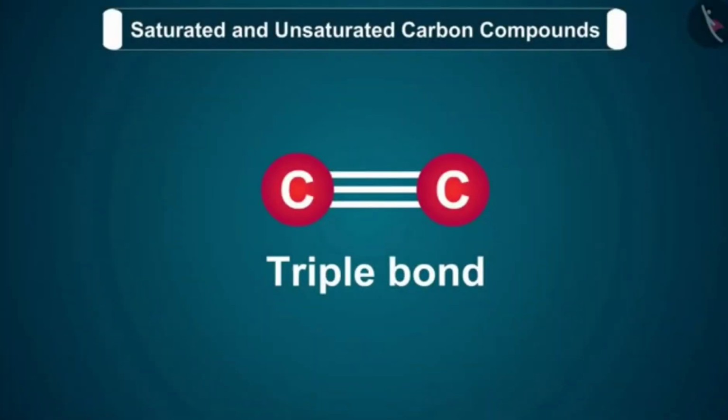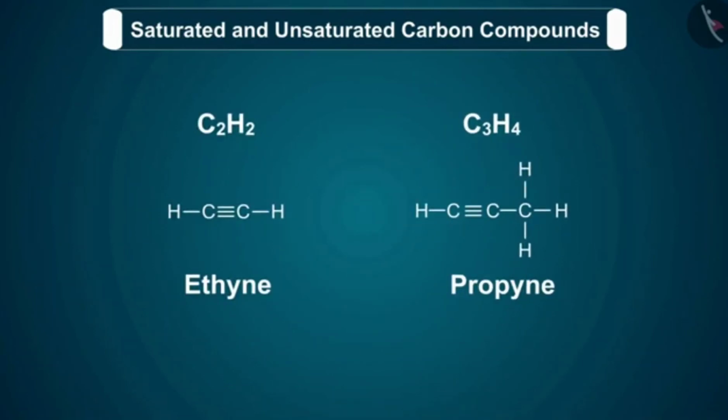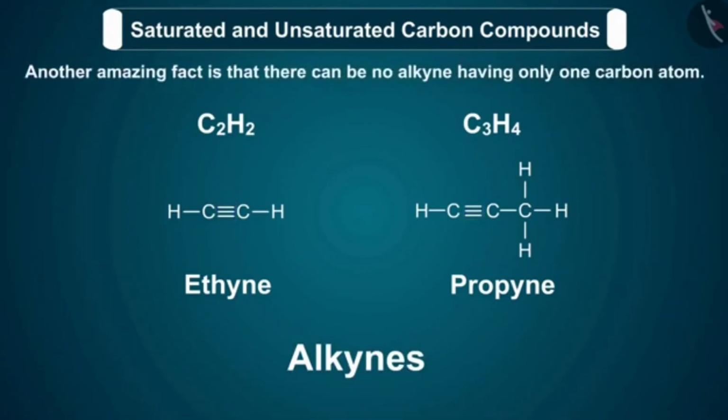Let us now discuss the alkynes. These are unsaturated hydrocarbons in which the 2 carbon atoms are connected by a triple bond. So, the alkynes contain a triple bond between carbon atoms which is formed by the sharing of 3 pairs of electrons. Ethyne and propyne are alkynes because they contain a triple bond between 2 carbon atoms. Also, another amazing fact is that there can be no alkyne having only 1 carbon atom.